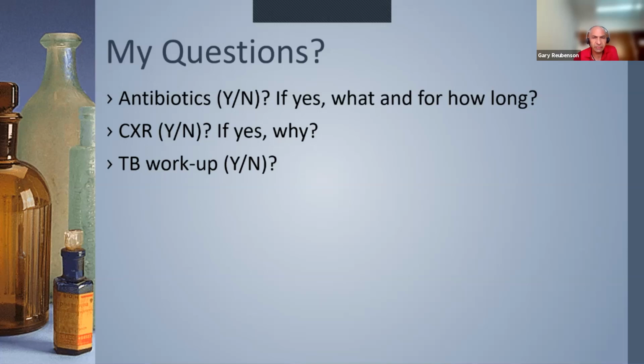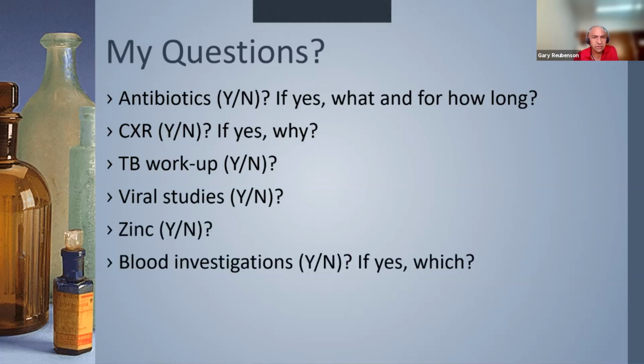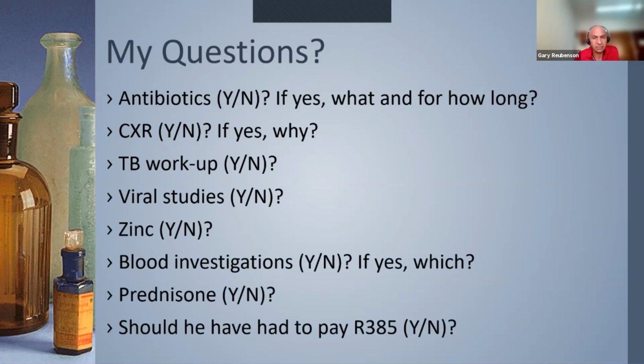Should a TB workup have been done? Was it appropriate to have done viral studies? Yes or no? Was the zinc prescription appropriate? Did any blood investigations need to be done? And if the answer to that question is yes, which investigations? Was it appropriate for him to have received prednisone? And then, if we've got time, we can touch on this: should he have had to pay 385 Rand for his treatment?